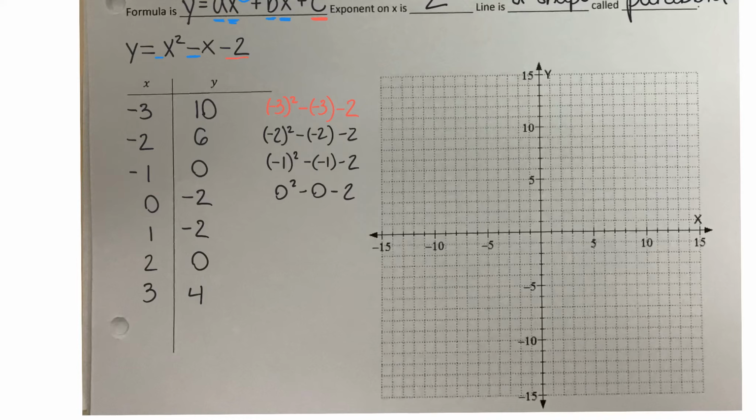All right, I'm going to go over to negative 3, and I'm going to go up to 10. So there's 1. I'm going to go over to negative 2 and up to 6. I'm going to go over to negative 1 and up nothing. I'm going to go over nothing and down to negative 2. And then I'm going to go over to 1, down to negative 2 again. And then I'm going to go over to 2 and to 0. Then I'm going to go over to 3 and up to 4.